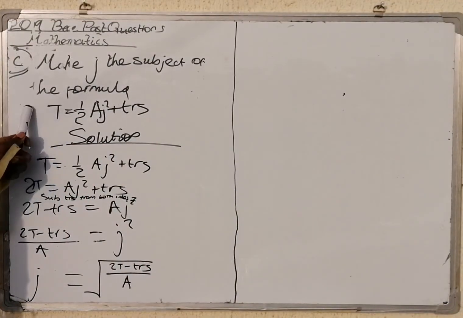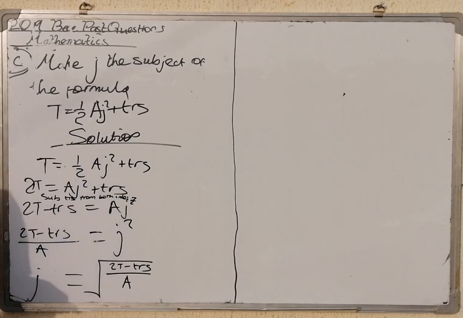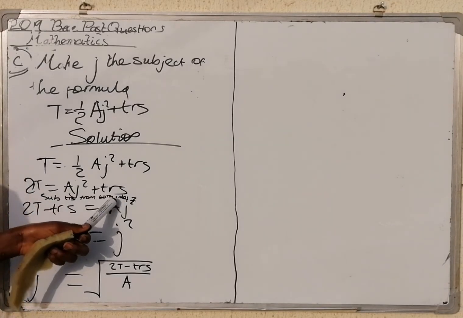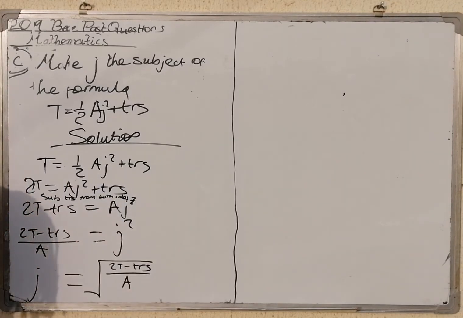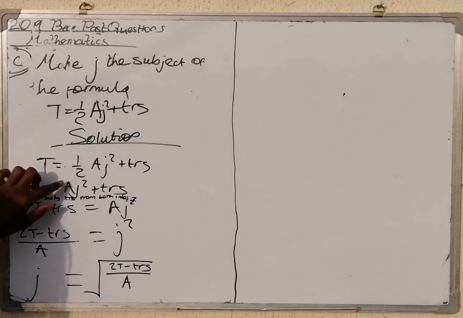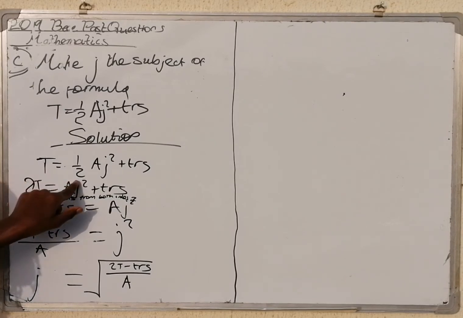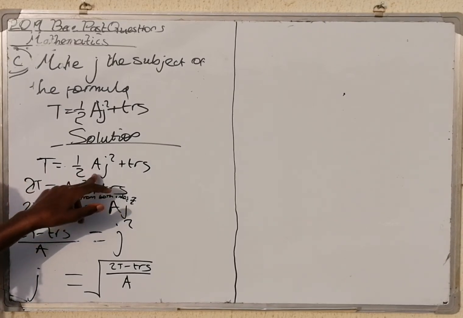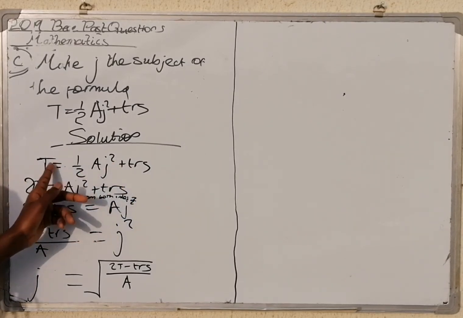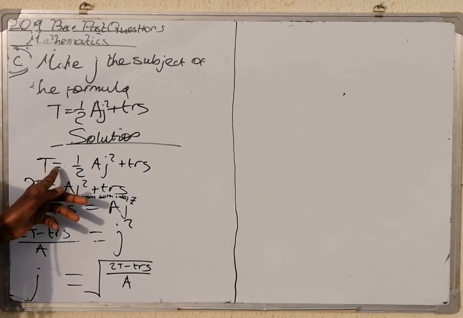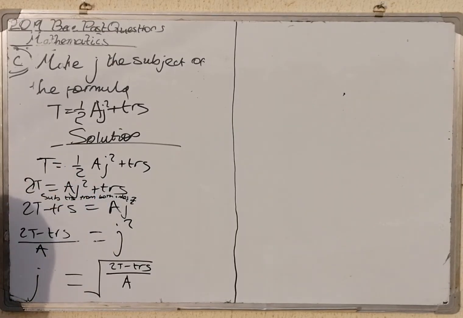Question C. Make J the subject of the formula. T equals half AJ square plus TRS. Solution. So the first thing we do is write the question. Now that we have written the question, then we multiply half. Sorry, no, we divide T by half because it's multiplied to something here. So to move this to the other side, we have to divide it by whatever is here.